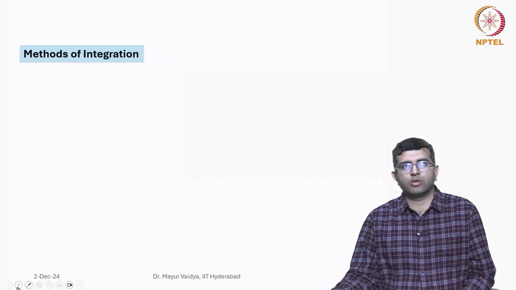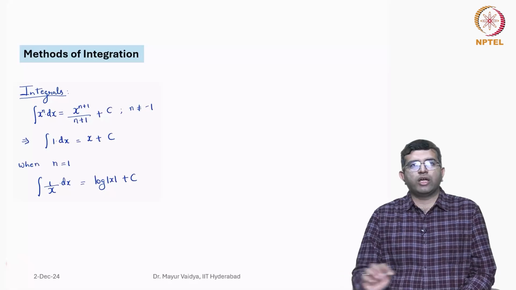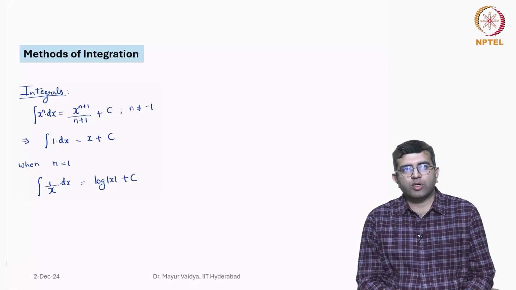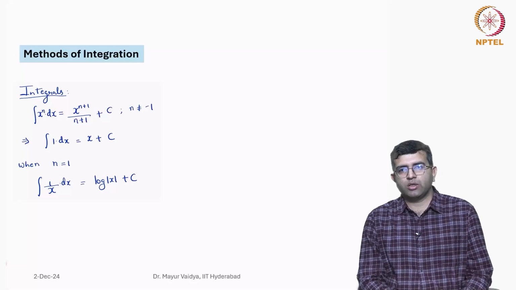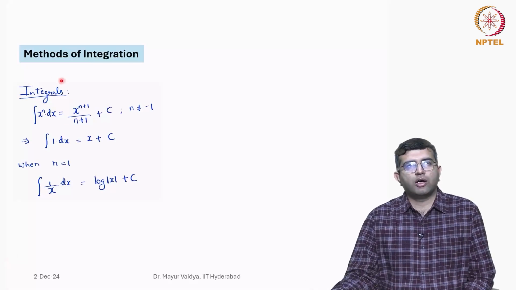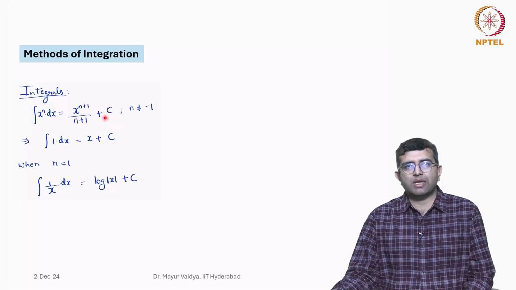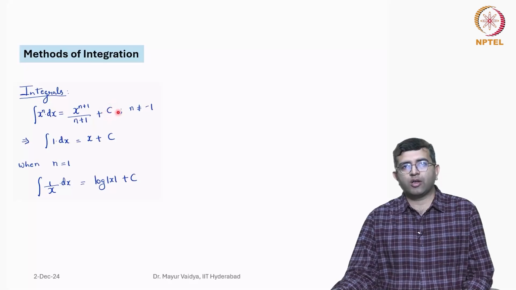Okay, so we move ahead to the integration. So basically, methods of integration, a few methods let us talk about. The simplest integral is integral x to the power n dx, which is equal to x to the power n plus 1 divided by n plus 1 plus an integration constant.